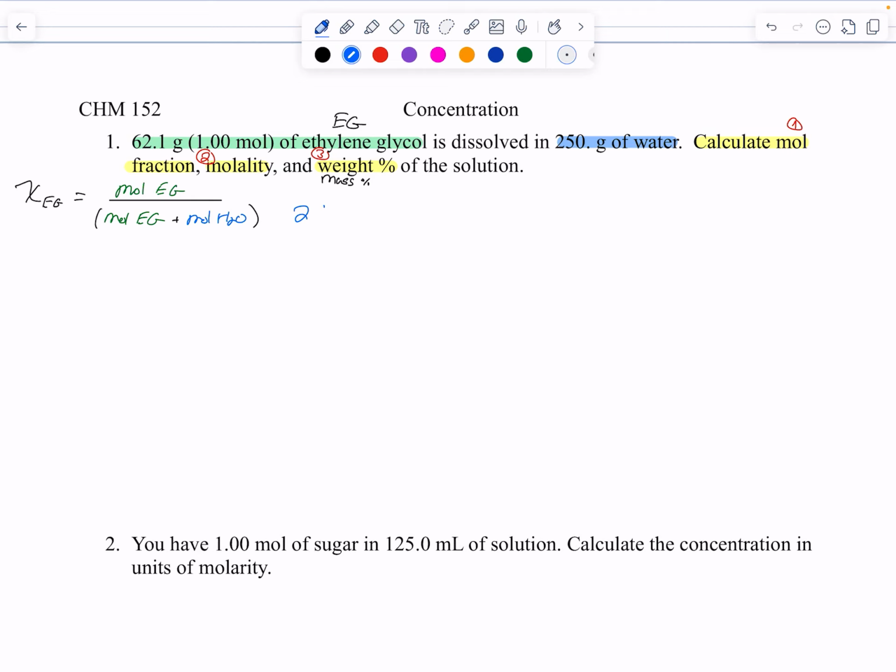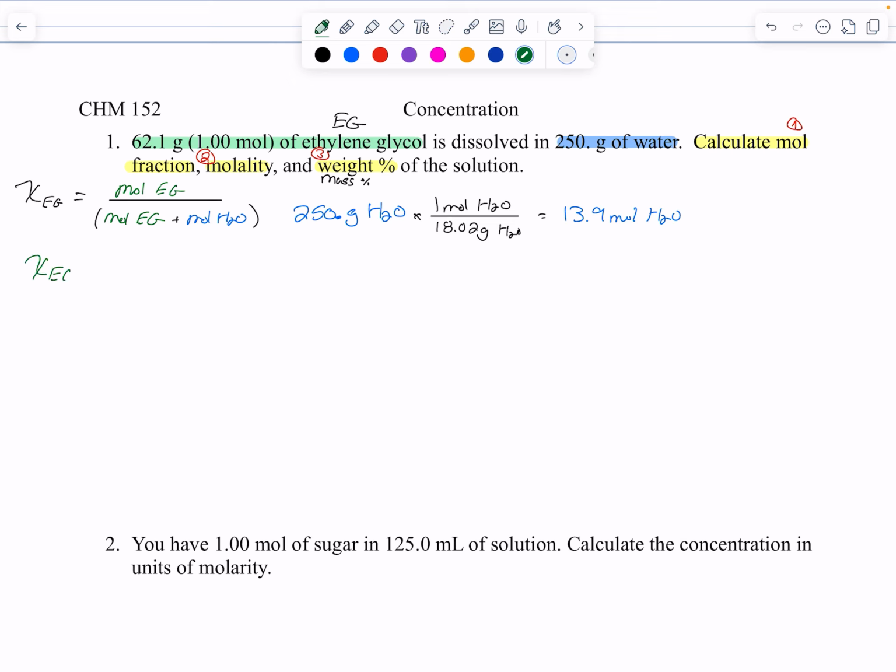We have 250 (3 sig figs) grams of H2O, and we're just going to convert that with its molar mass. So 1 mole of water is 18.02 grams, from the periodic table. And so if we take our 250 divided by 18.02, I get 13.9 moles of H2O.